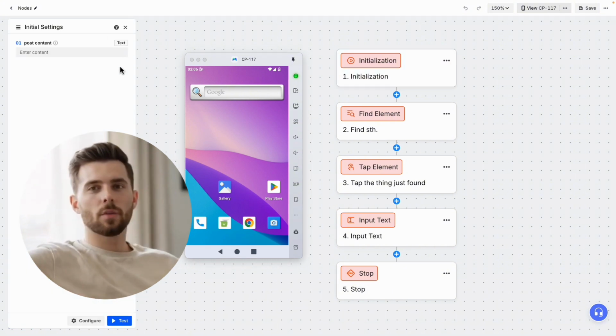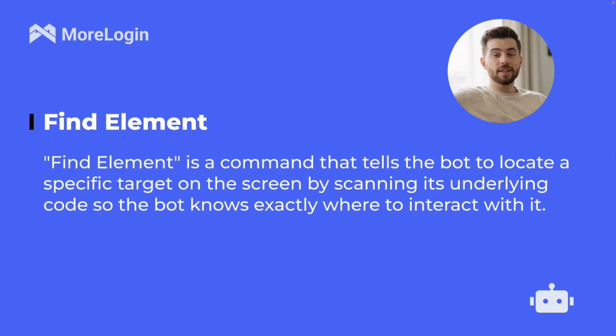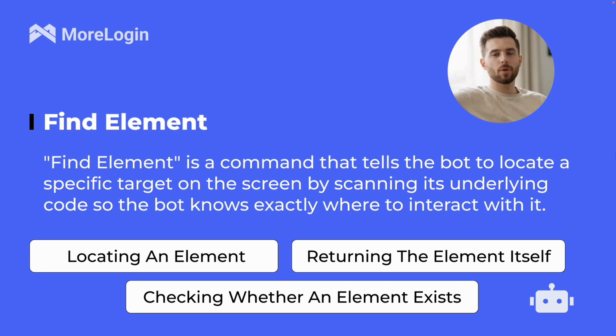So, let's start with Find Element. This node is used when the workflow needs to identify a target in the current view tree before doing anything else. Depending on the use case, that may mean locating a button, checking whether an element exists, or returning the element itself so a later step can use it.